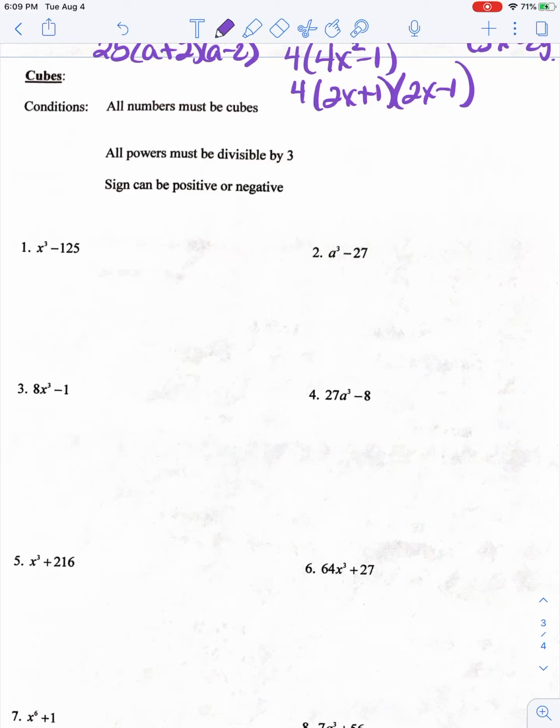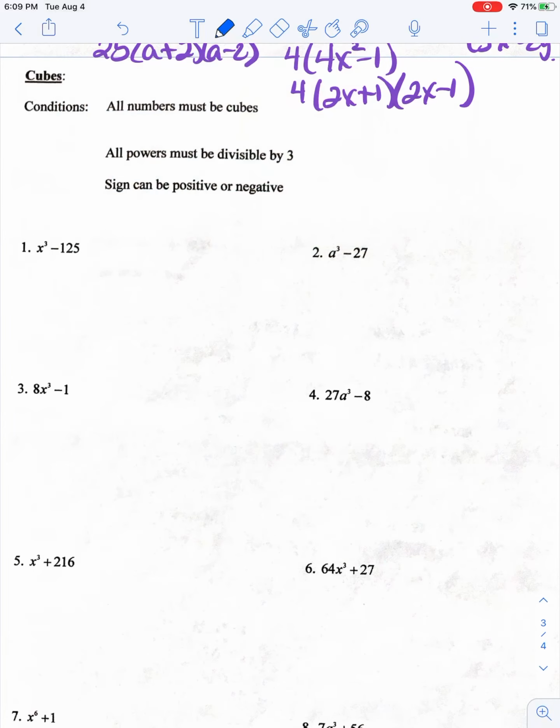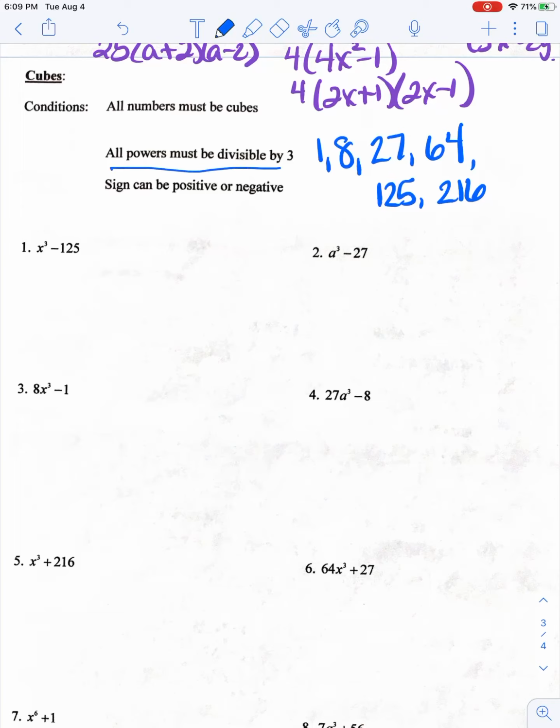Cubes are a little bit more involved than squares. All your numbers have to be cubes. So those numbers are 1, 2 cubed is 8, 3 cubed is 27, 4 cubed is 64, which is tricky because that's also a square. 5 cubed is 125, and 6 cubed is 216. That's as high as your brain needs to go. Obviously, that's not as high as the list goes, but that's how high you need to be able to recognize.